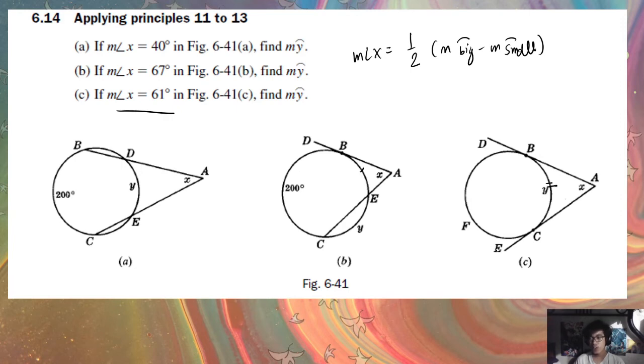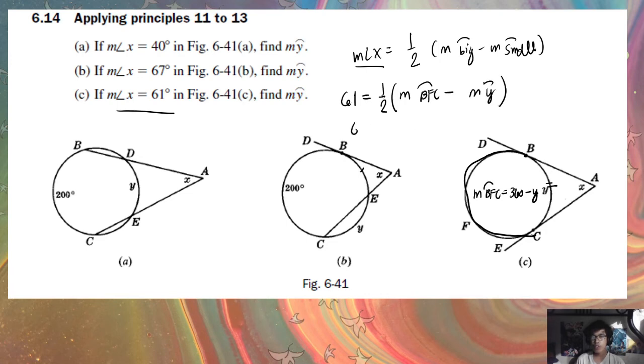And since this is a circle, we can say that the measurement of this big arc over here, the measurement of arc BFC, should be equal to 360 minus y. And that is enough information for us to solve for the value of arc y. Since we already know the measurement of angle x, this is going to give us 61 is equal to 1/2 the measurement of the big arc, which is arc BFC, minus the measurement of the smaller arc, which is arc y.